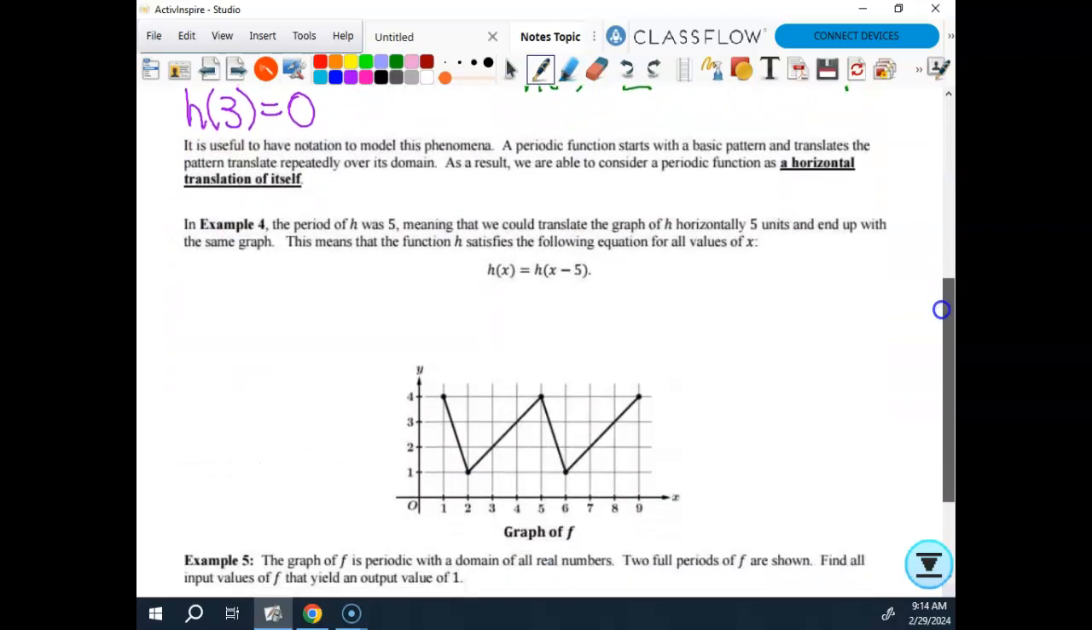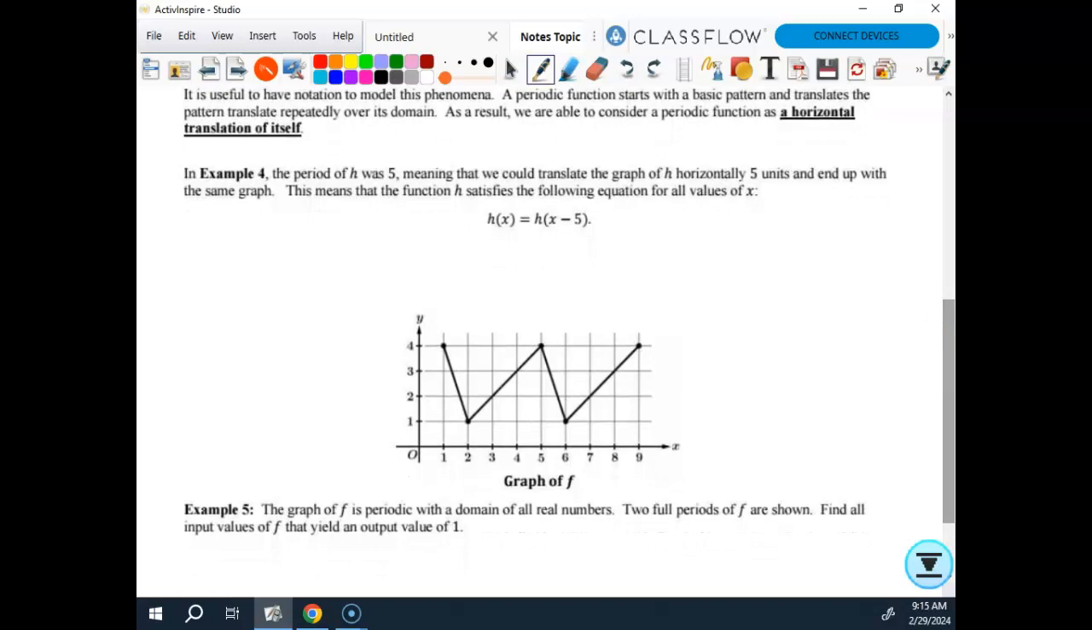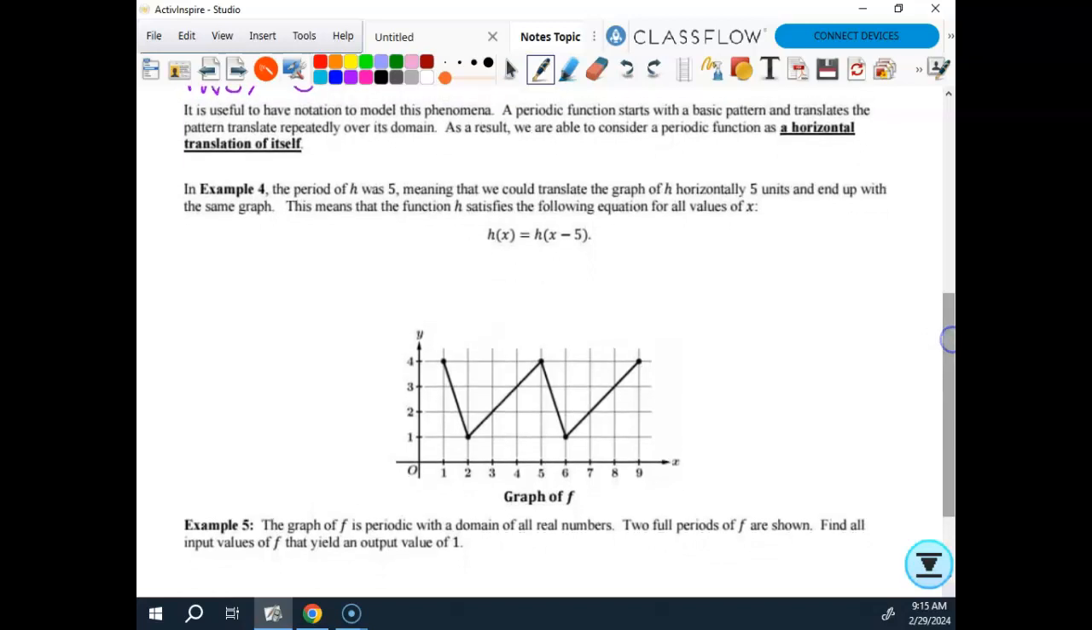Let's look at the next part. It is useful to have notation, really for anything, to model this phenomena. A periodic function starts with a basic pattern and translates the pattern, and then mark out this word translate because it doesn't make any sense, repeatedly over its domain. As a result, we are able to consider a periodic function as a horizontal translation of itself.